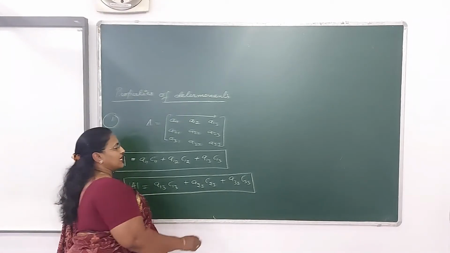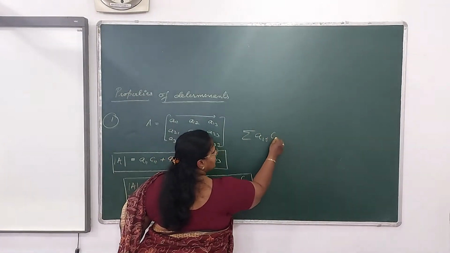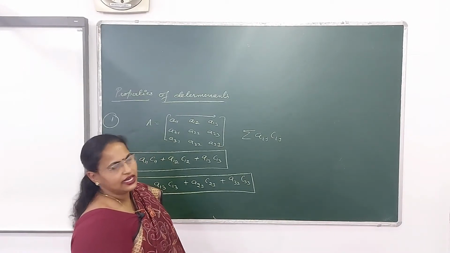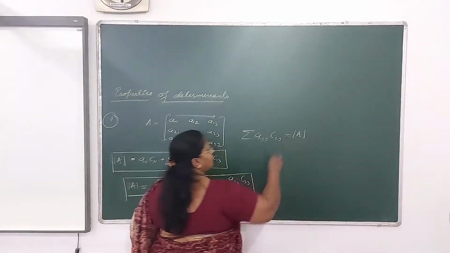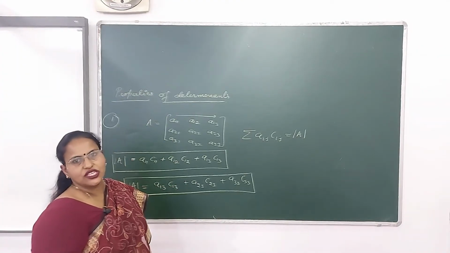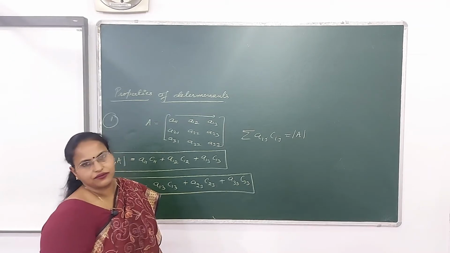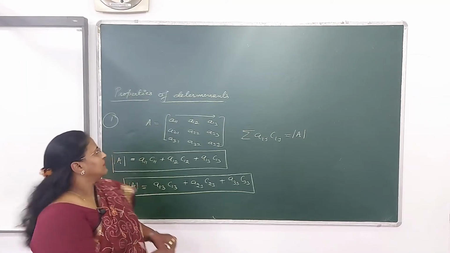So in short you can say summation Aij into Cij, row wise or column wise, if you are multiplying and adding it, then it is equal to determinant of A. So this is the formula for square matrix of any order. Okay, so this is the first property.